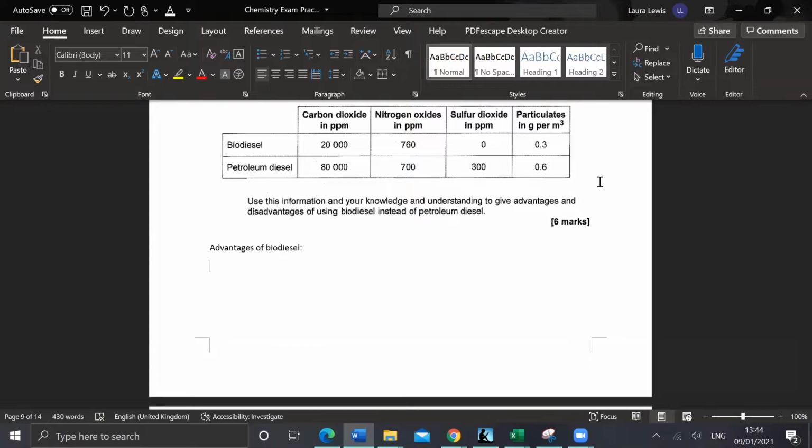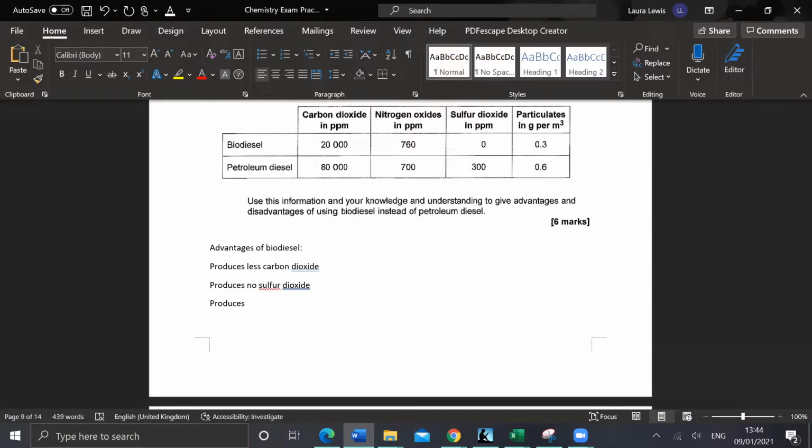So it produces less carbon dioxide. So we're reading straight off the table, so we don't actually even need to have any kind of knowledge really here, do we? Again, it's a very lucky question to get. Produces no sulfur dioxide. Okay, produces less. So we're just reading off the table, aren't we? We don't even need to know anything about science, really.